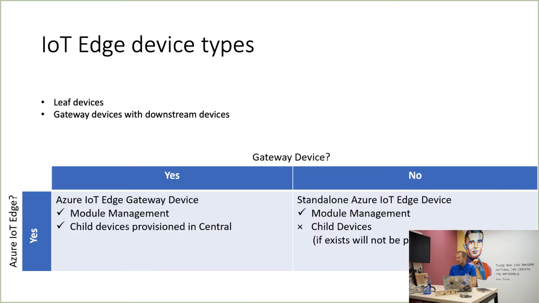Let's talk about IoT Edge device types. There are two different device types that can be used on IoT Central. The first one is leaf devices. An IoT Edge device can have a downstream leaf device, but these devices aren't provisioned on IoT Central. The next one is a gateway device with a downstream device. Both the gateway device and the downstream device are provisioned on IoT Central.